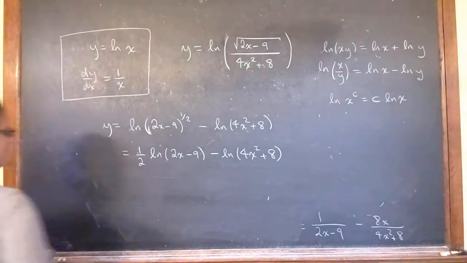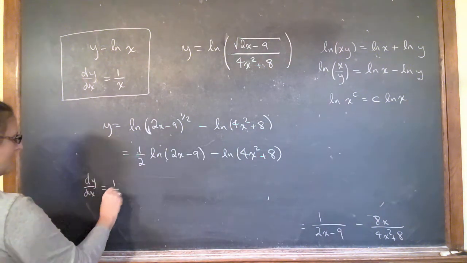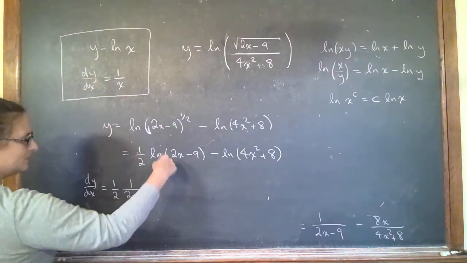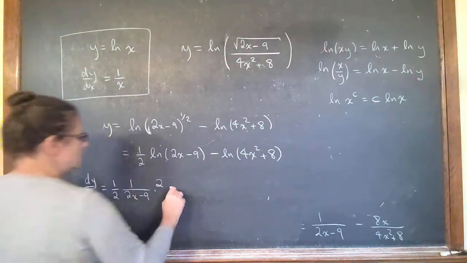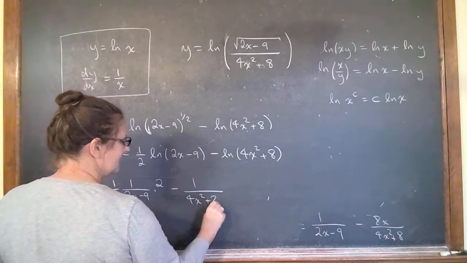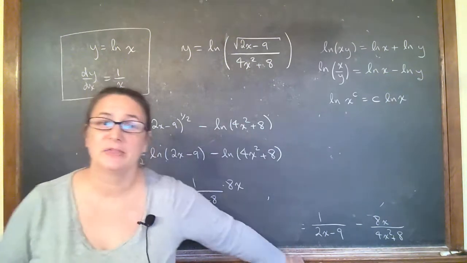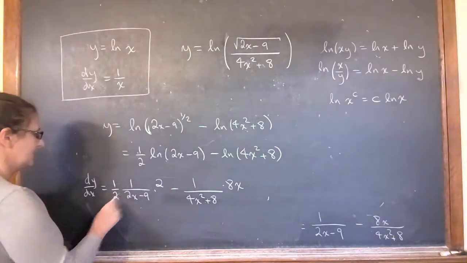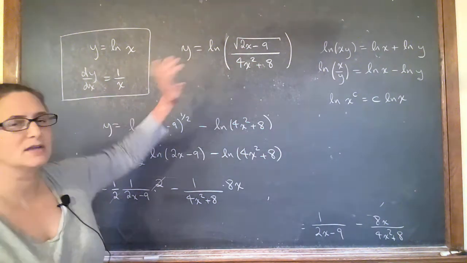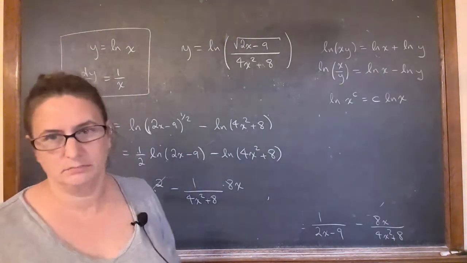What do I have? I have, okay, 1 over 2x minus 9 times the derivative of 2x minus 9 is 2. And then 1 over 4x squared plus 8 times the derivative of that, which is 8x. And lo and behold, it's actually the same thing. Yay! So sometimes you can make your life easier by doing stuff like that. If you forget, then you just have to do it the messier way.